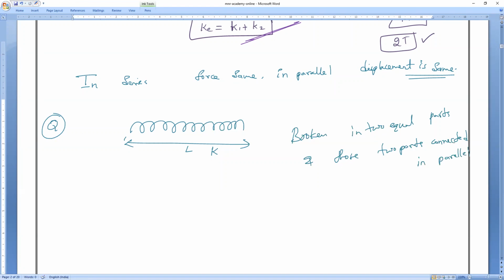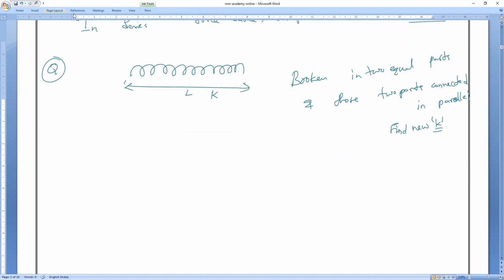Now find the new K. That is the question. New K means the new spring constant. Find the new spring constant. That is the question.